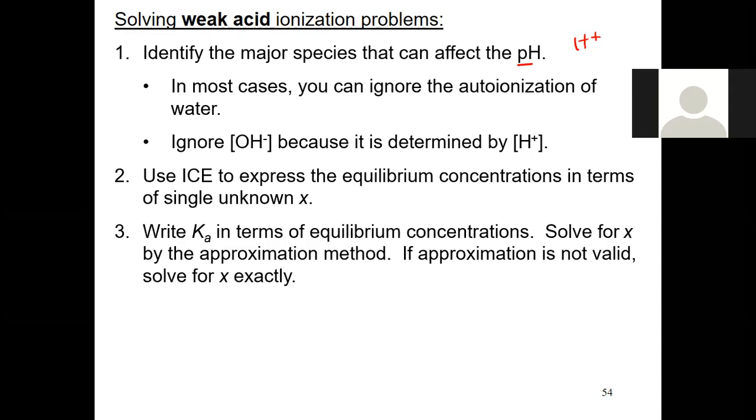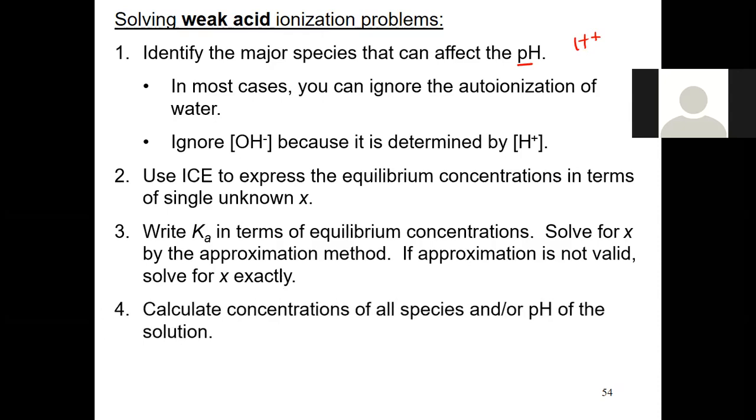So, we have the ICE table. We have to fix them. Initial, changes, equilibrium. And then we solve for X using the approximation method, which is much easier compared to the one that we did in equilibrium problem. If approximation is not valid, we have to use the quadratic formula to solve for the X exactly. And then we calculate the concentrations for all species and the pH of the solution. We can apply this also in weak base. Okay, so let's try.